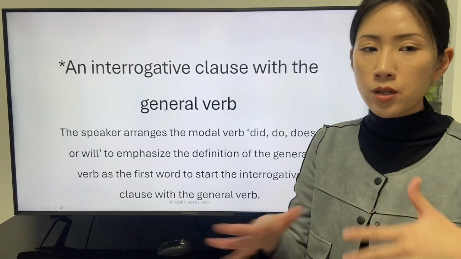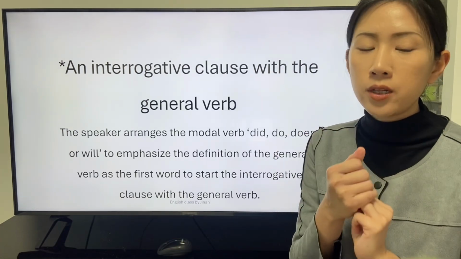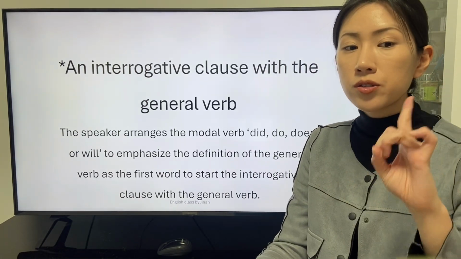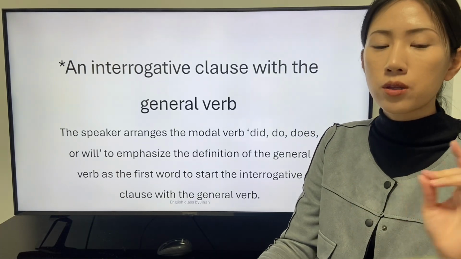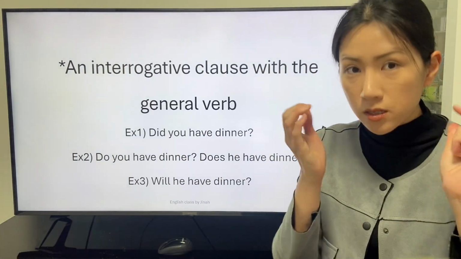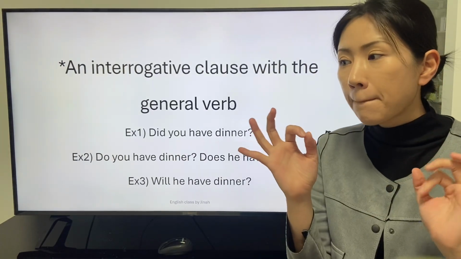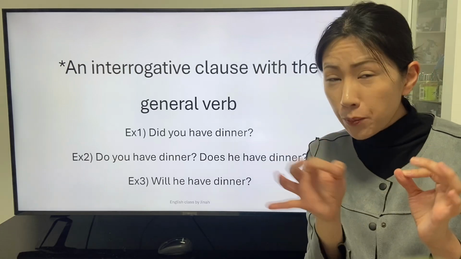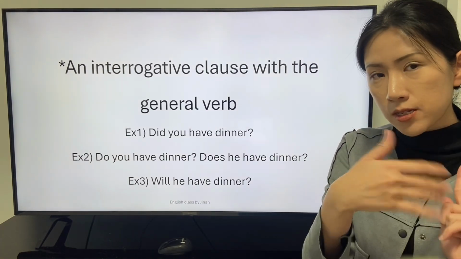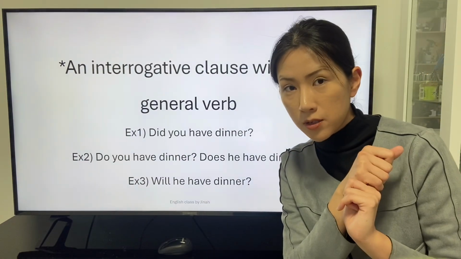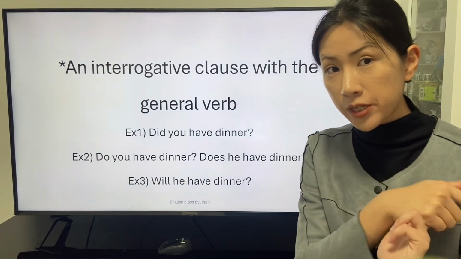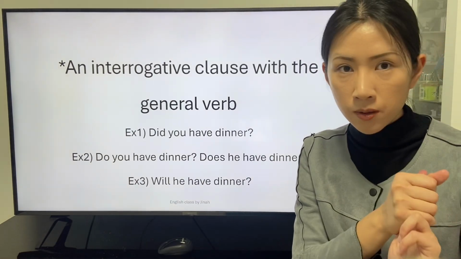The speaker arranges the modal verb did, do, does, or will to emphasize the definition of the general verb as the first word to start the interrogative clause with the general verb. The modal verb did, does, do, or will reveals the information about the tense, and in the case the clause is described in the present tense, the number of the subject, and whether the subject is a participant in the conversation or not.